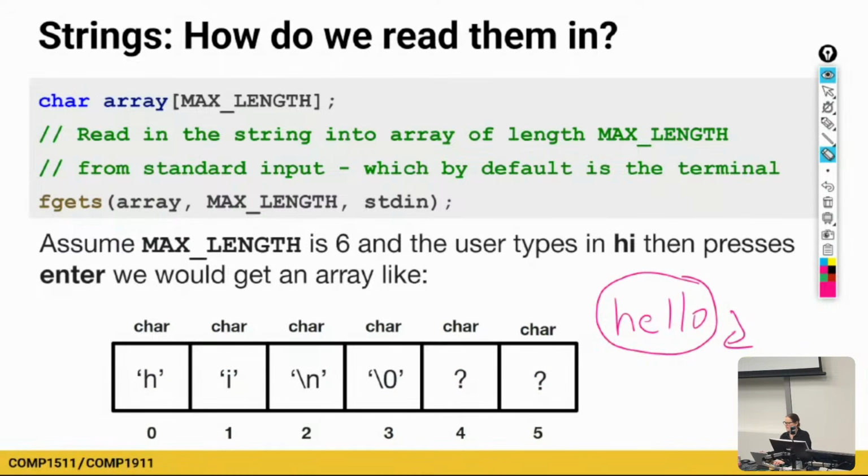Now, if we did a second fgets, what would it end up with? It ends up with this newline. There would be a newline and then the null terminator, and that would all just be garbage if I did two calls to fgets. The first fgets would get hello. The second fgets would get whatever's left, which is the newline.